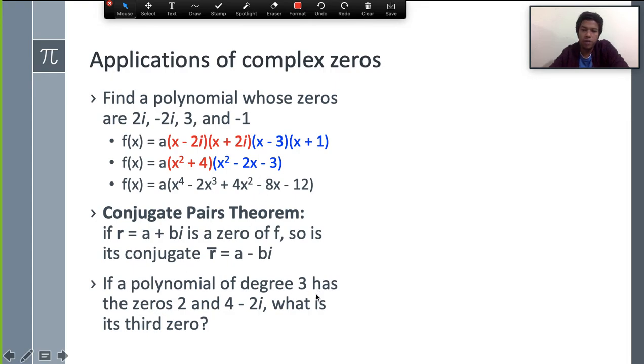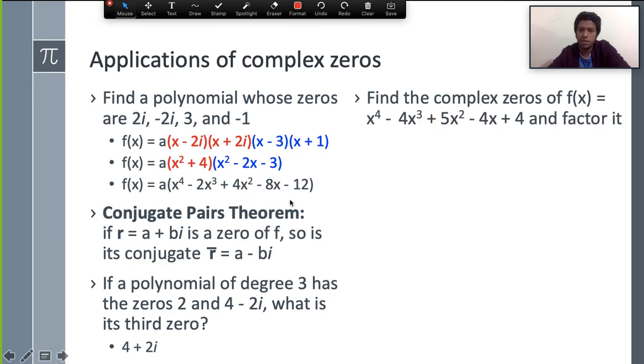So if a polynomial of degree 3 has one zero that is 2, and another zero is 4 minus 2i, then what is the other zero? Since we know that degree 3 will have 3 zeros, and 2 and 4 minus 2i are given, there must be another one. This is 4 minus 2i, so the other answer will be 4 plus 2i, because complex numbers always come in pairs. That is the reason. So 4 plus 2i is the answer.